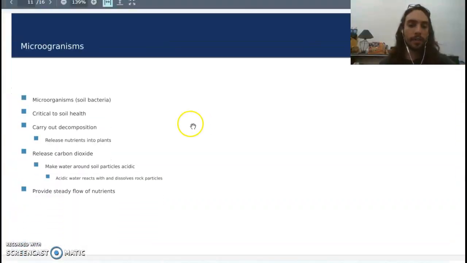So what do microorganisms do? They're critical to soil health. They carry out decomposition, which releases nutrients to plants, but the main thing is they release carbon dioxide, which creates an acidic environment when mixed with water, and that will dissolve those rock particles, like those metals, so that the plants have a steady flow of nutrients.